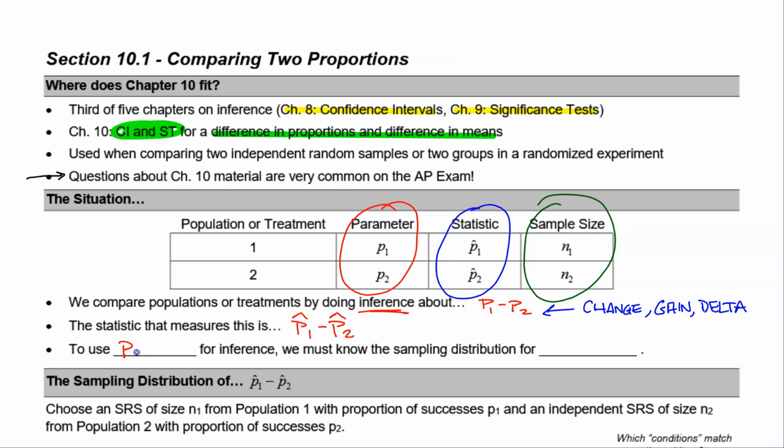And to use P1 hat minus P2 hat for inference, we must know the sampling distribution for P1 hat minus P2 hat. So the rest of this page, we're going to be talking about the sampling distribution for P1 hat minus P2 hat. I would encourage you, if you don't remember what a sampling distribution is, go back and review chapter 7, please, because chapter 7 started our discussion about sampling distributions, but we've been using the properties of sampling distributions in every chapter since then.